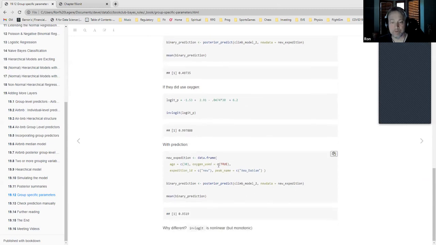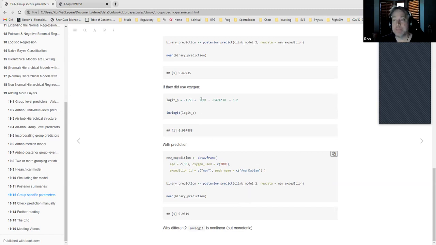All right, let's do it with the posterior prediction. The only thing different here is I put oxygen true. I actually get a different answer, significantly different, 95% chance. So what's going on here?